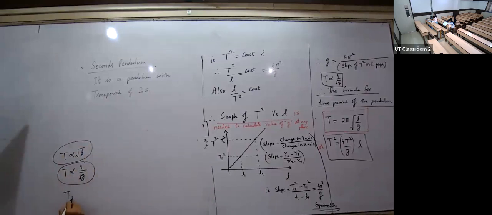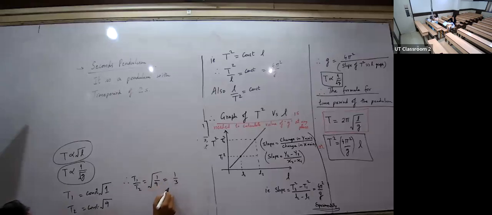So therefore T1 is equal to, when you remove the proportional sign, it will be a constant times root of 1 meter. And T2 is equal to constant times root of 9. Okay. So when you take the comparison, therefore T1 by T2 is 1 by root 9. This is equal to 1 by 3. 1 is to 3.